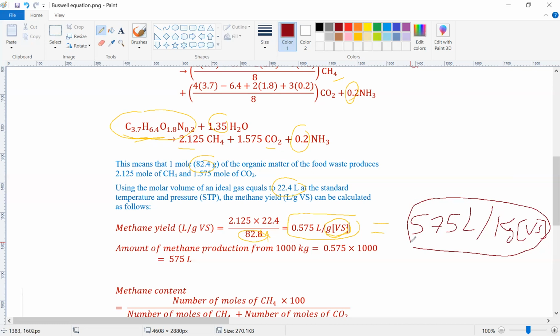Again, this just gives you the amount from 1,000 grams, that is, 1 kilogram. So basically, you can get how much methane can be produced from this material. I think there is something wrong here. So it is 575 liters per kilogram VS, not per gram.